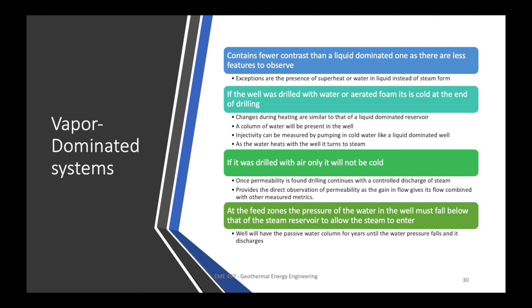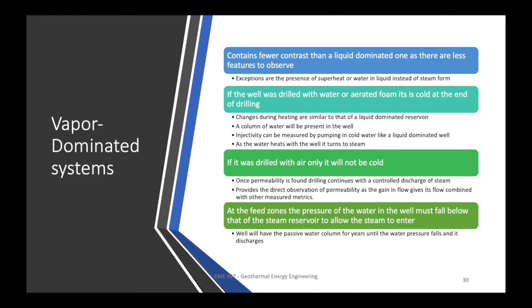If the well was drilled with air only, it will not be cold at the end of drilling. Once the permeability is found, drilling continues with a controlled discharge of steam. This provides a direct observation of permeability, as the gain in flow gives its flow combined with other measured metrics.